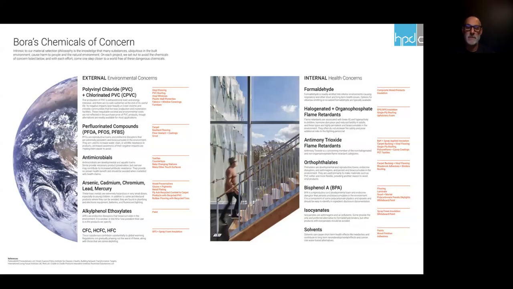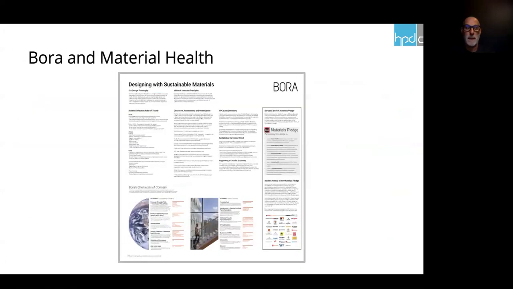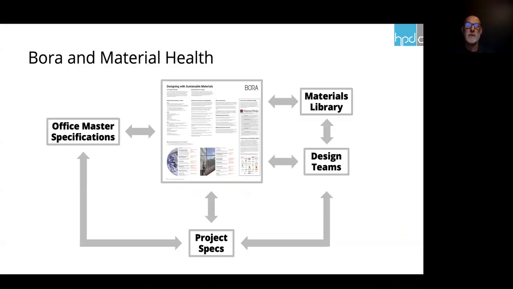We use this diagram to define these priorities for ourselves, but also in proposals and interviews so potential clients know where we stand. Similarly, this poster describing our comprehensive material selection criteria lives in our materials library as our reminder, and to share with visiting product reps what's important to us. This is a simplified flow chart of how product selection works at Bora. The intent is that everyone selecting products is aware of our sustainability and material health criteria. We avoid having materials in our library that don't comply.